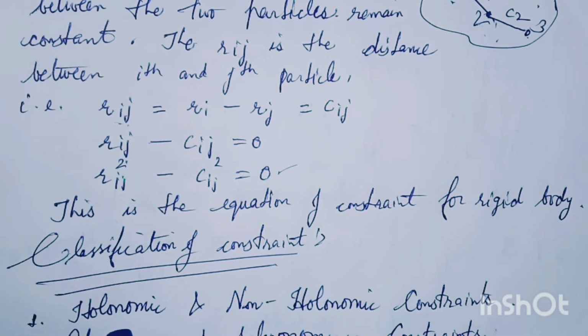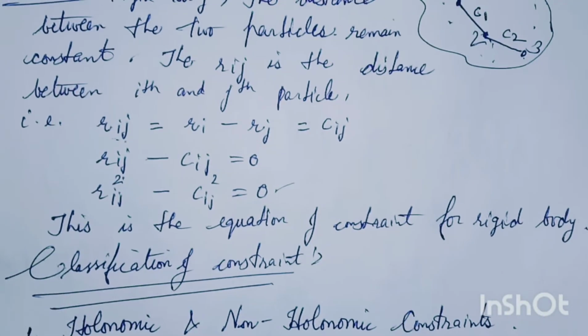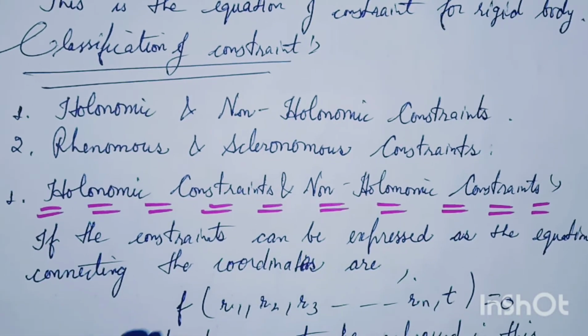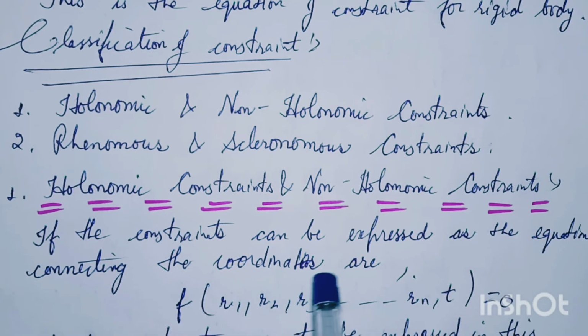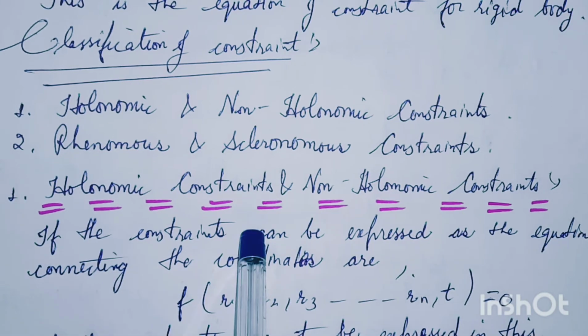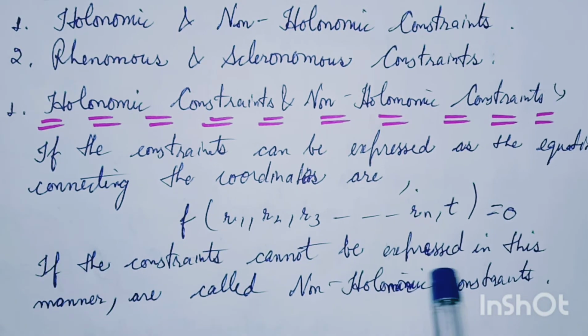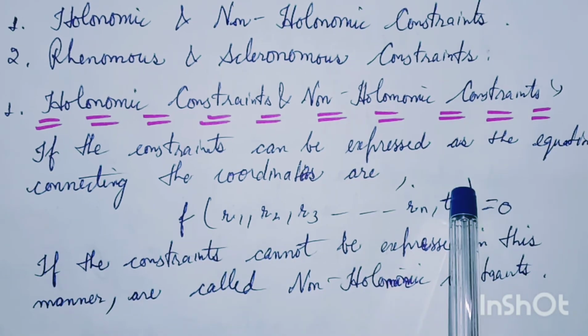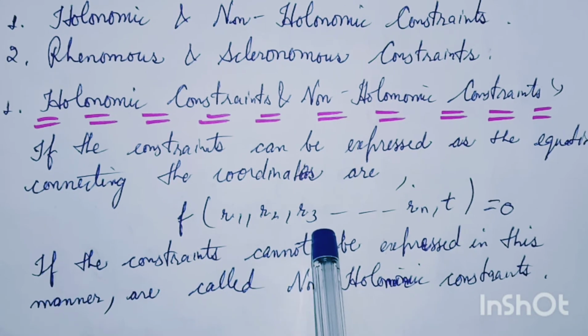Now we have its classification. First is holonomic and non-holonomic constraint, and second is rheonomous and scleronomous constraint. In a holonomic constraint, the constraints can be expressed as an equation connecting the coordinates. That means we can define a function of the coordinates involved, and that is called a holonomic constraint. Non-holonomic constraints are those that cannot be expressed in this manner.